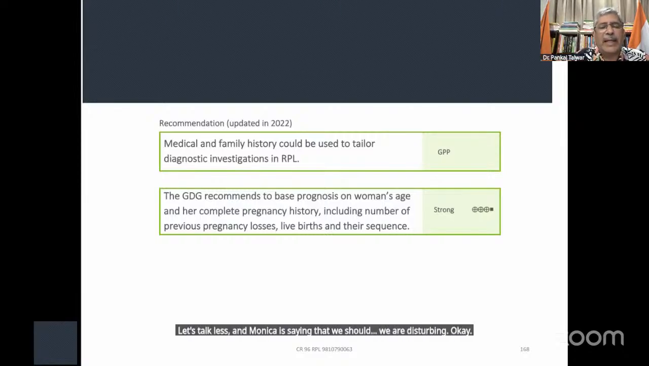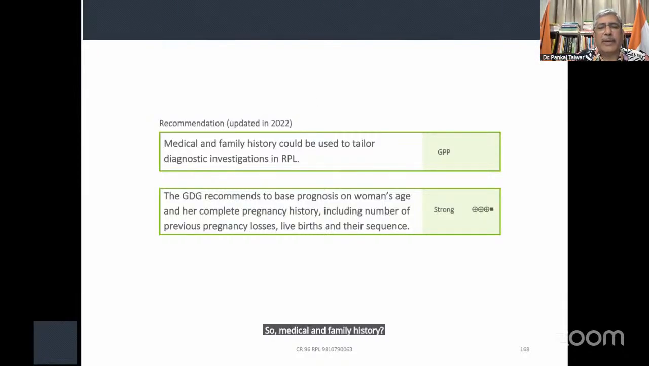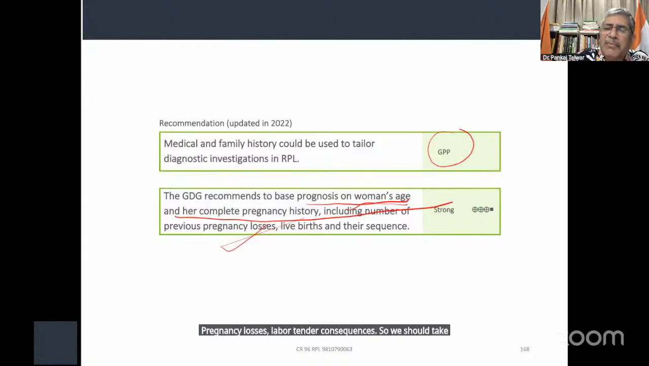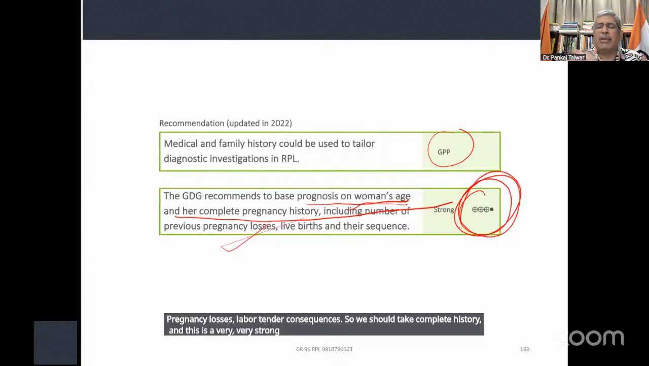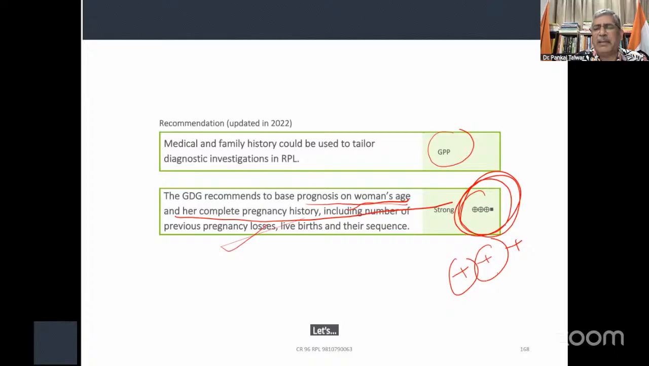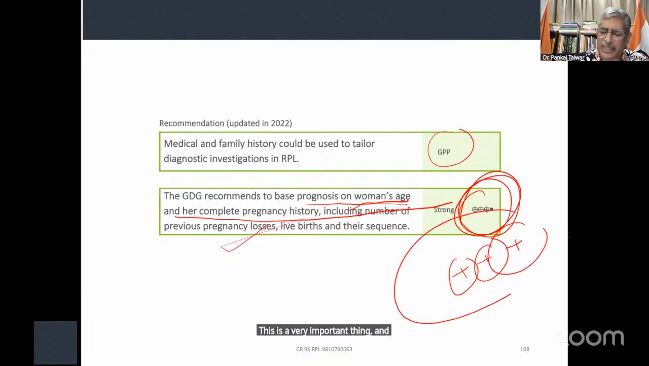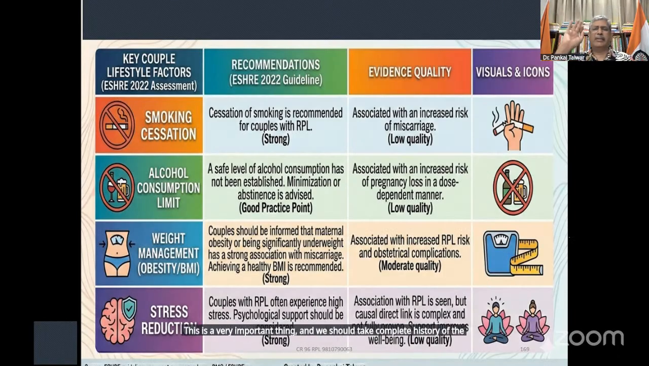Okay. So medical and family history, good practice points. Important is the woman's age and their complete pregnancy history, including pregnancy losses, live birth, and their consequences. So we should take complete history, and this is a very, very strong recommendation. Level of evidence is plus, plus, plus. This is a very important thing, and we should take complete history of the patient. We all do.